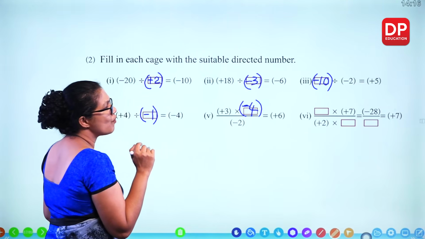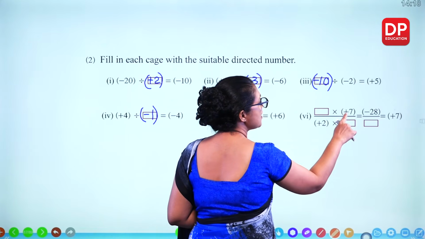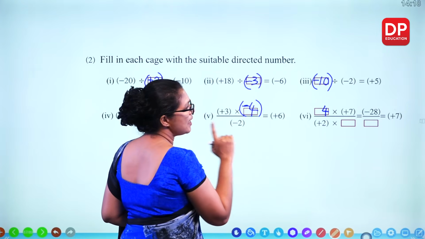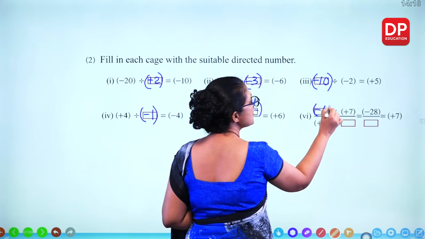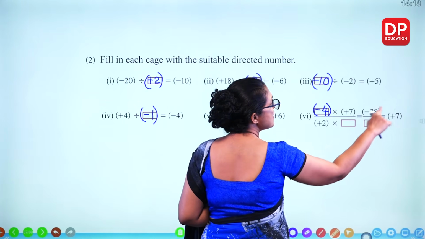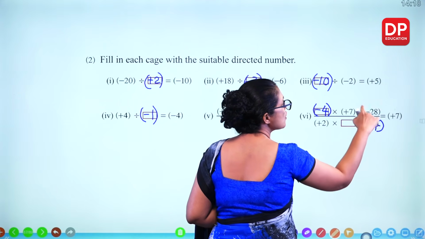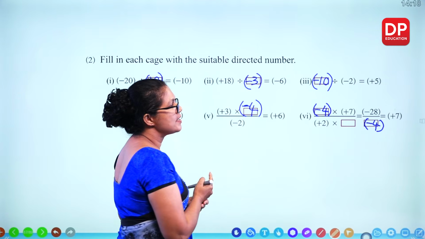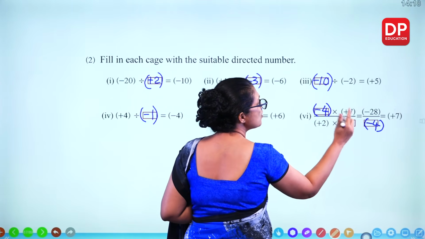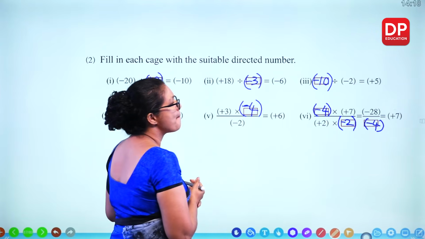So minus 4. Now this one, you are getting minus 28 here. Plus 7 is there. 7 into 4, 28. But this is minus, means this should be minus 4. Now numerator is okay. Now to get 7, what should be this answer? You are getting minus 4 because minus minus plus. 28 divided by 4 is 7. Now how do you get minus 4 there? 2 times 2. But this is minus, so you have to multiply it by minus 2.